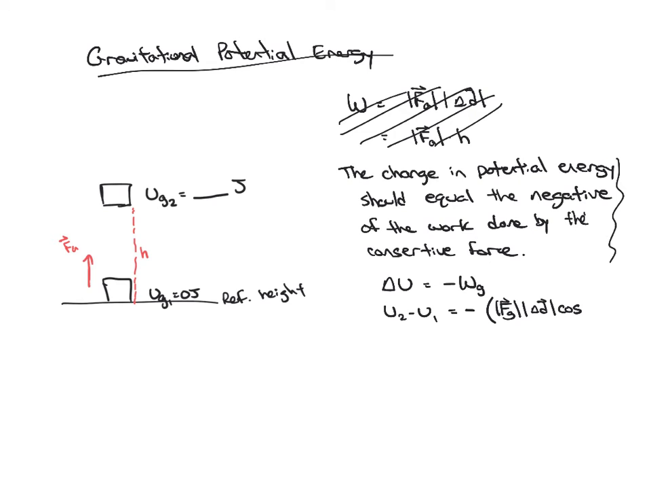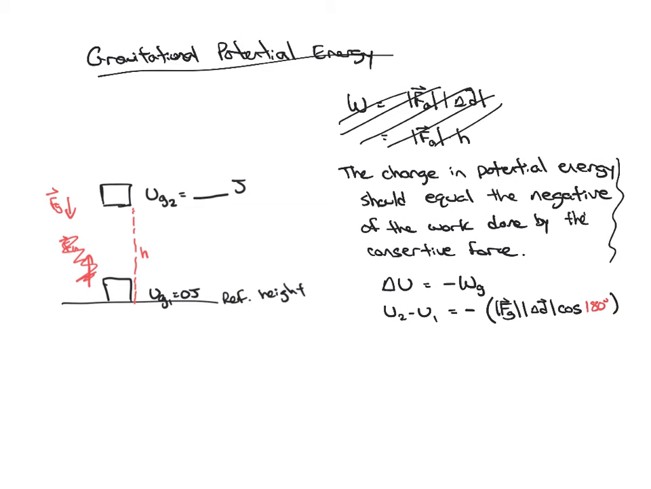So what's theta here? We're not talking about applied force anymore. We're talking about the work done by gravity. The force of gravity is down, while this box is actually being lifted up. So that force of gravity is in the exact opposite direction of the displacement of this box. So it does turn out to be 180 degrees, and the cosine of that is equal to -1.